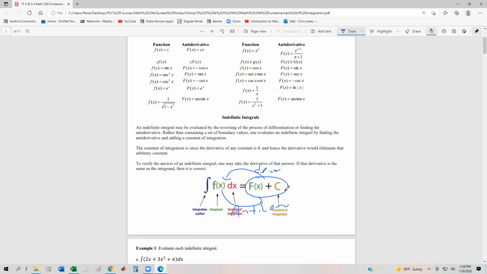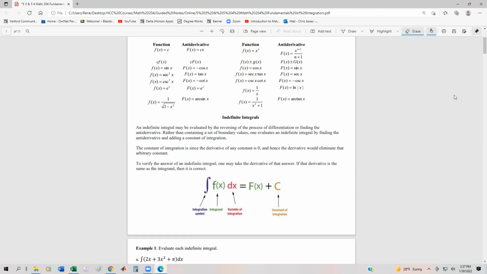You kind of just keep that in a cycle. And remember, when you take the derivative of a constant, it's 0. That's why it's an arbitrary constant, because it can represent anything. When you take its derivative, it just goes away, whether it's 5 or the square root of 75 or pi, whatever it might be.